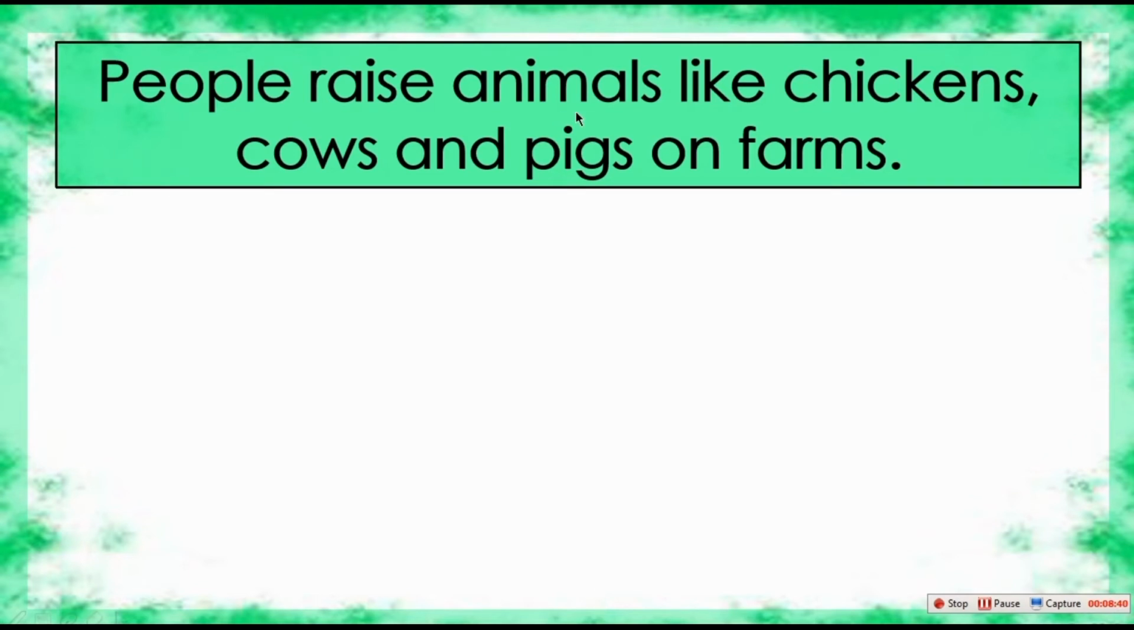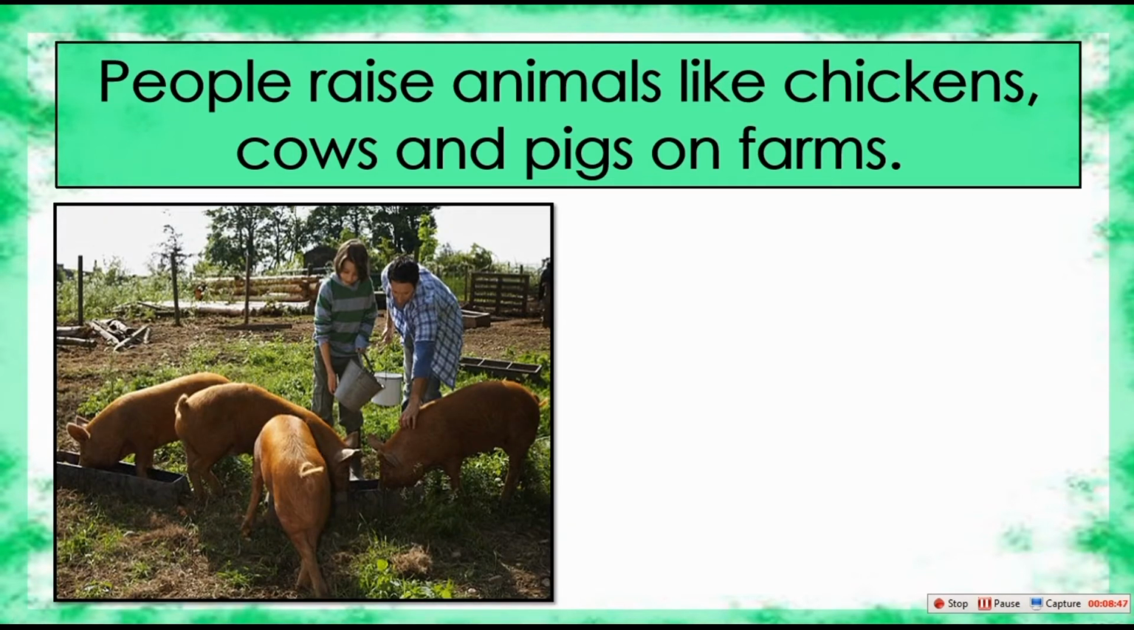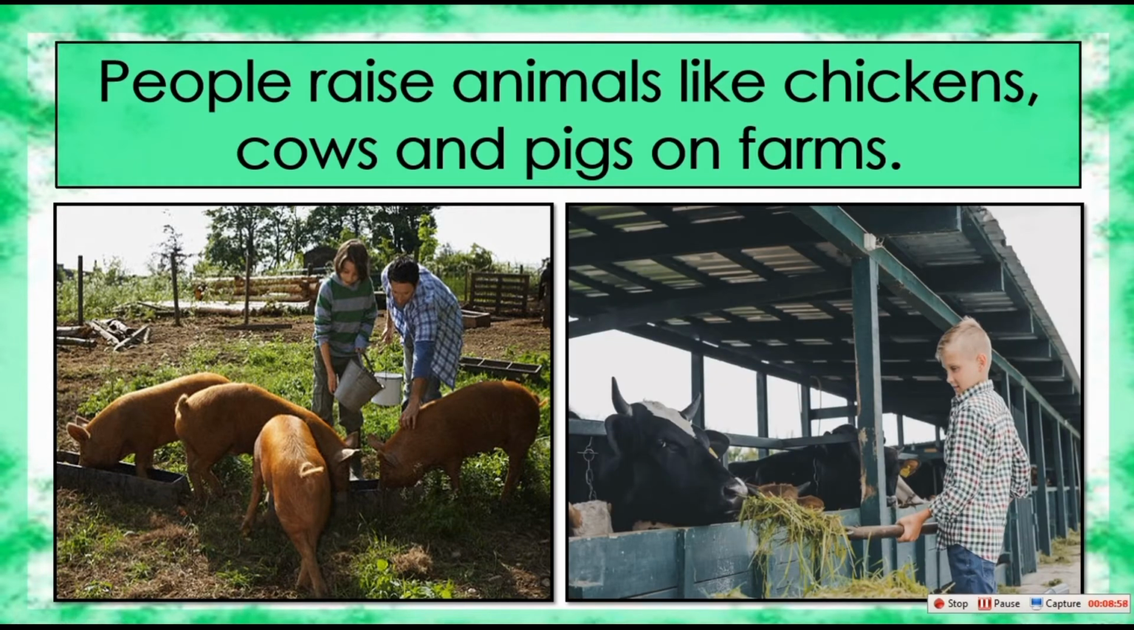Next, people raise animals like chickens, cows, and pigs on the farms. Just like, try to look at the first picture. So they are raising some pigs on the farms, and the other picture is the boy is feeding some cows.